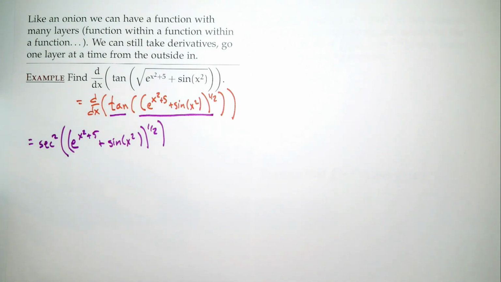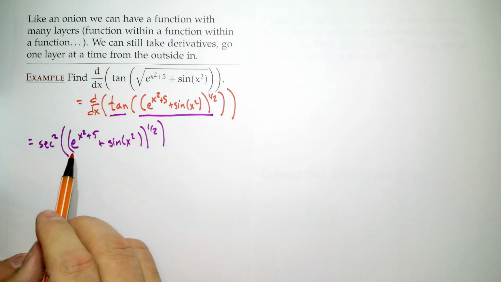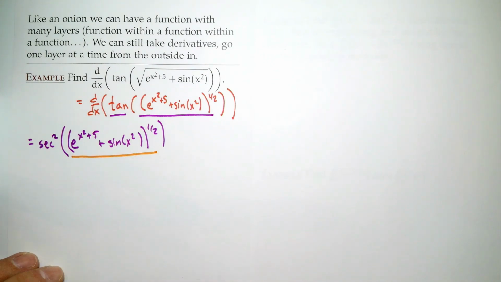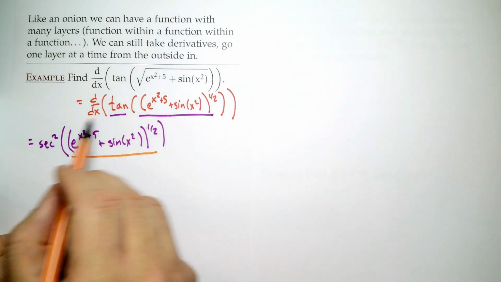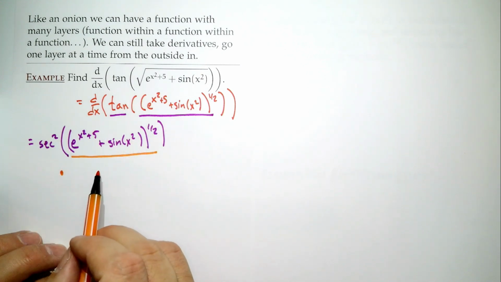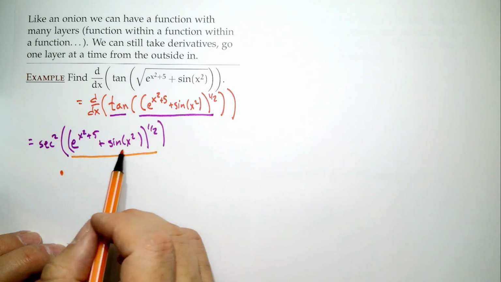Now, what's our next thing? The next thing is to multiply by the derivative of the inside. And you say, wait a second, the derivative of the inside, that's another chain rule. And that's okay. You just keep going. It's chain rules all the way down. So we're going to multiply this by the derivative of this expression. How do you take a derivative of something to the 1/2 power?